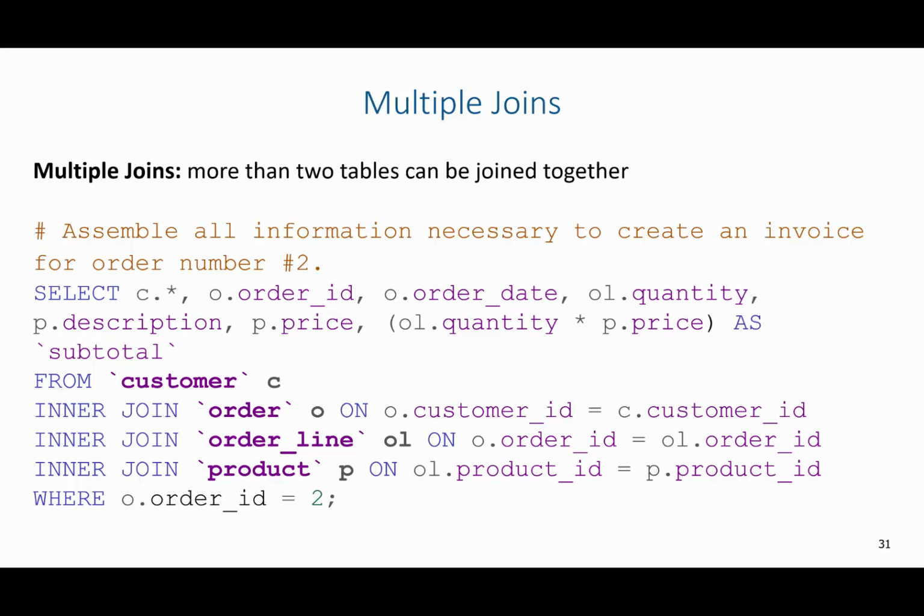So we need to know who created the order in the first place, so that's the customer. We know that order is involved. We need to know what products were included on that order, so products involved. Additionally, to connect order to product, we need to have order line. So we're going to join all 4 of these tables together.